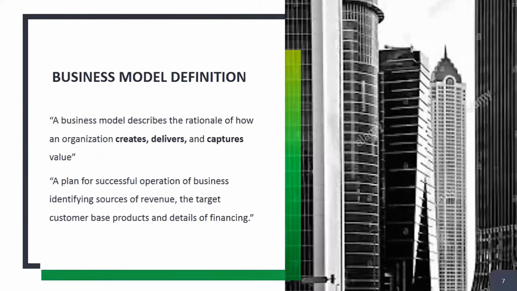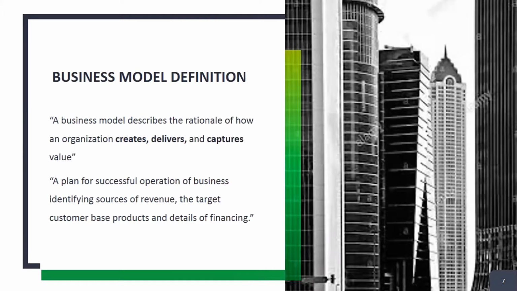First, we need to understand what a business model is. The business model is the mechanism through which the company generates its profit. A business model tells us how the key drivers of business fit together. A business model describes the rationale of how an organization creates, delivers, and captures value.